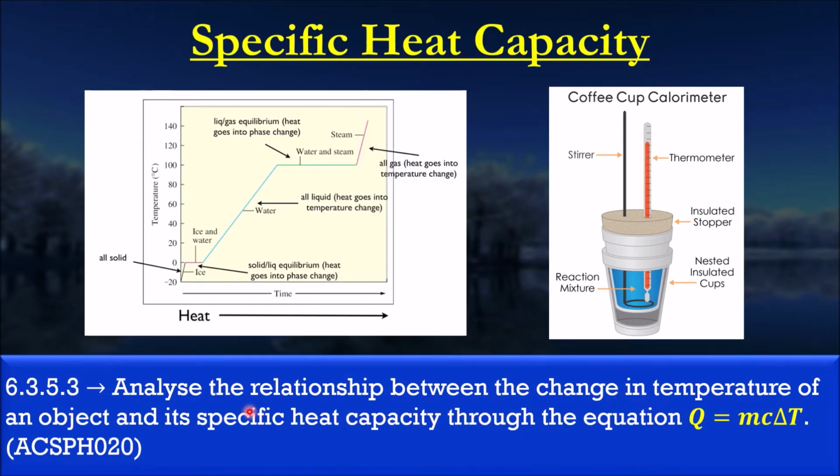Okay, so the dot point we're investigating: analyze the relationship between the change in temperature of an object and its specific heat capacity through the following equation here. We're going to look at a couple of things. We're going to look at this graph in a bit more detail, and we're going to also look a little bit about the ability to store heat.